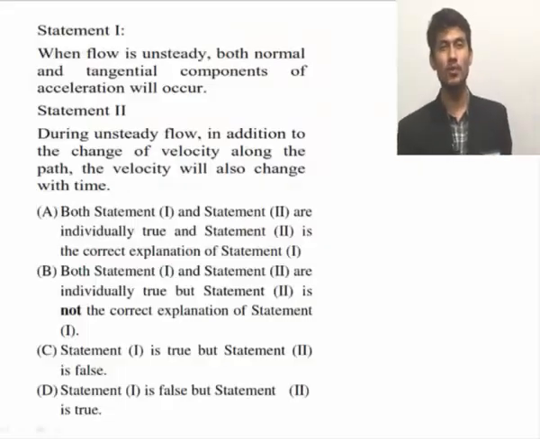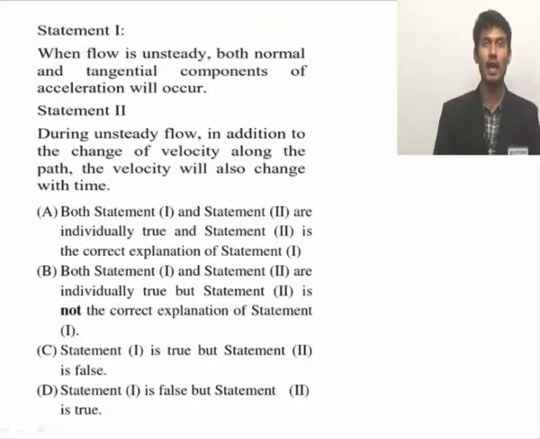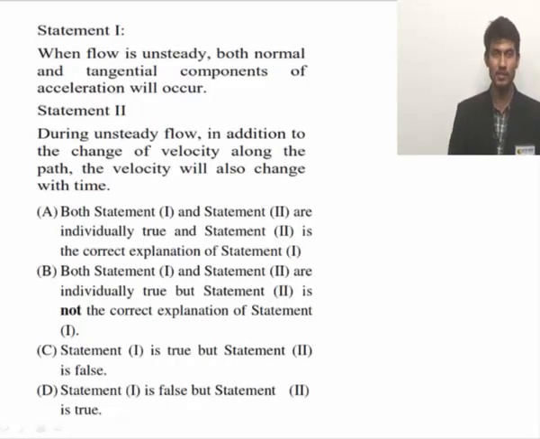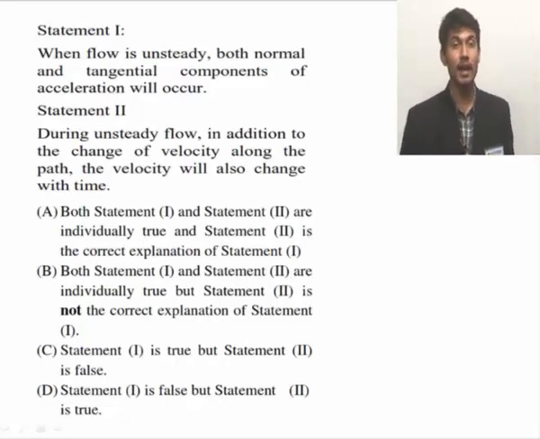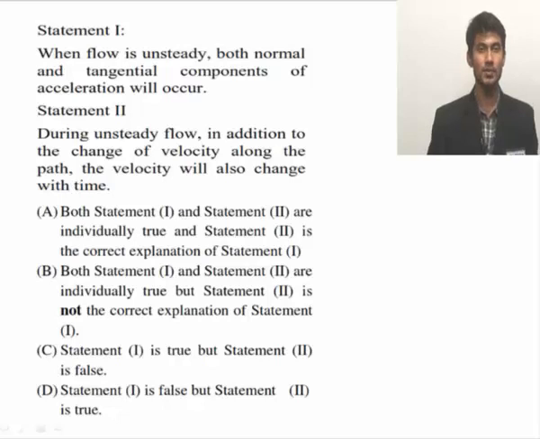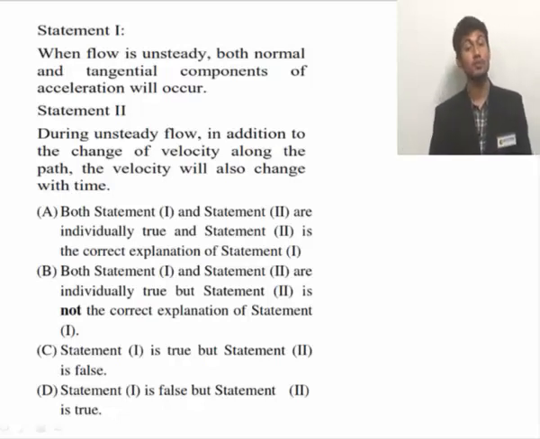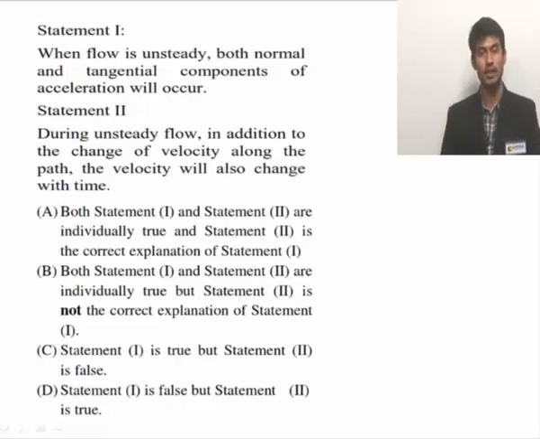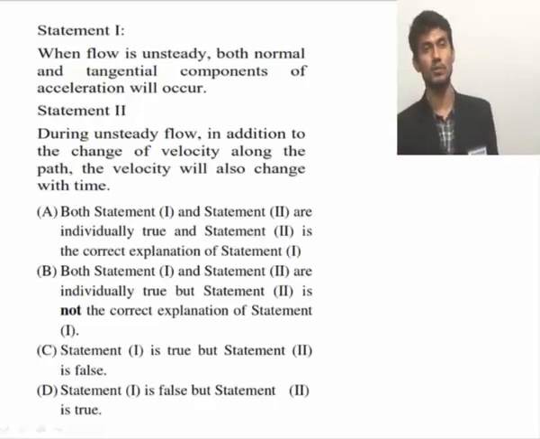Next question. Statement 1 given is: when flow is unsteady, both normal and tangential components of acceleration will occur. Statement 2 given is: during unsteady flow, in addition to change in velocity along the path, velocity will also change with time. Okay, so 4 options are given. Option A: both statement 1 and 2 are individually true, and statement 2 is the correct explanation. Option B: both statement 1 and 2 are individually true, statement 2 is not the correct explanation of 1. C: statement 1 is true, statement 2 is false, and D: statement 1 is false, statement 2 is true.